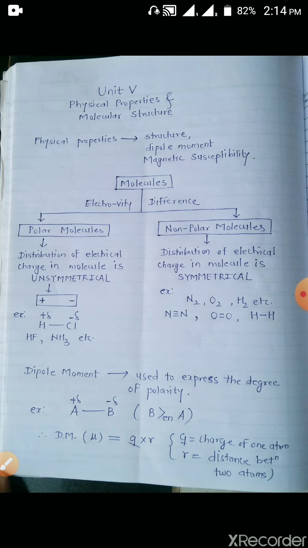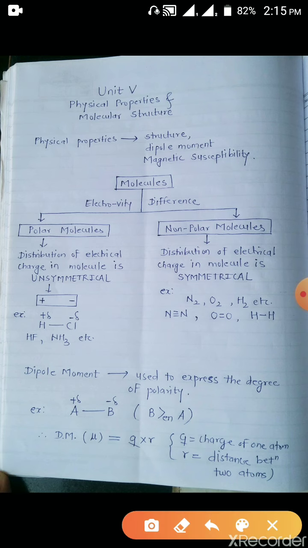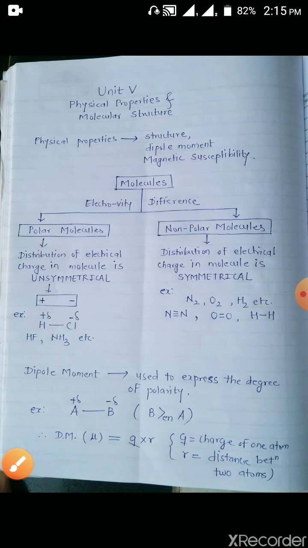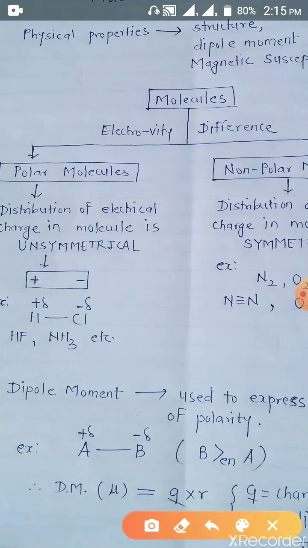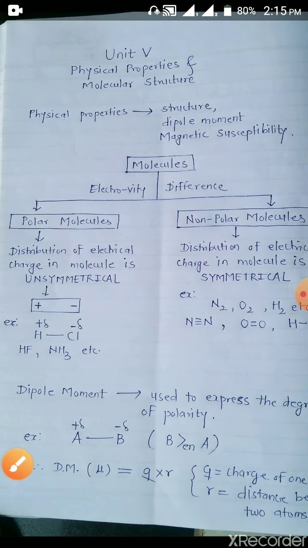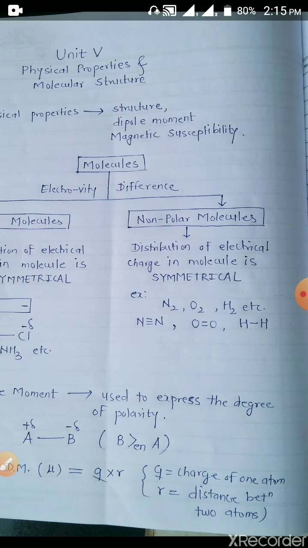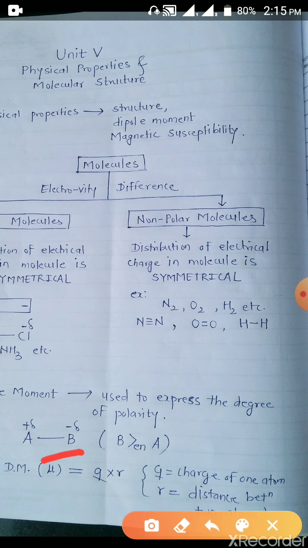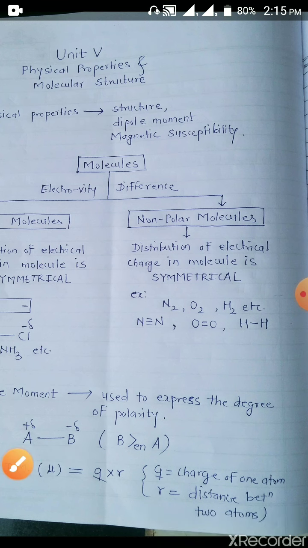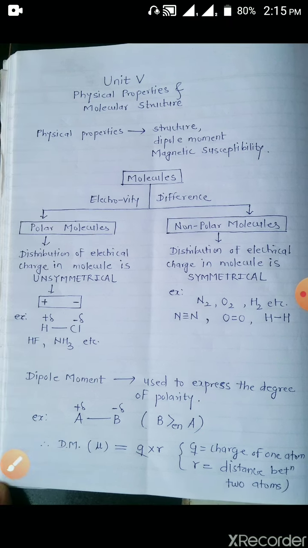For example, let the molecule be AB, where B is more electronegative than A. You can see here that B carries a negative charge and A carries a positive charge, and their dipole moment is given by the formula mu equals Q into R, where Q is the charge on any one of the atoms, either A or B, and R is the distance between them. This distance is R.